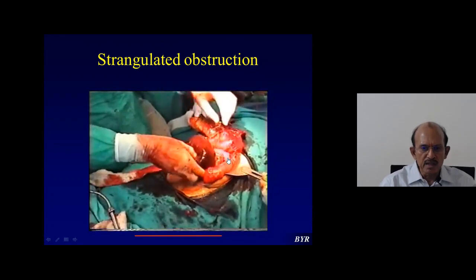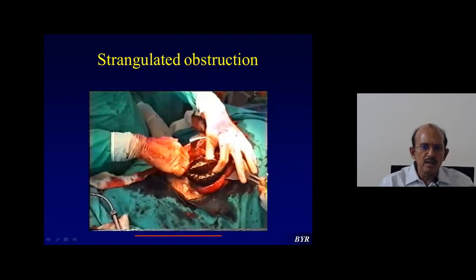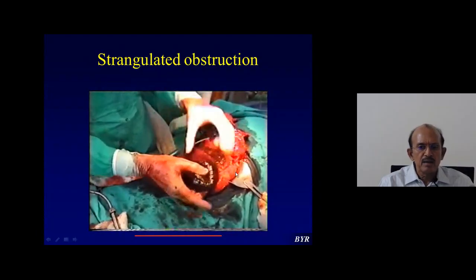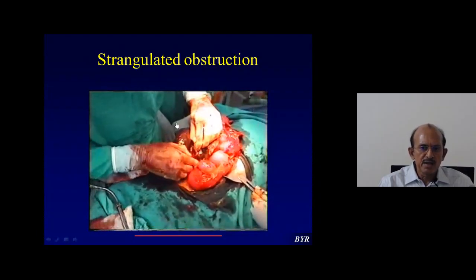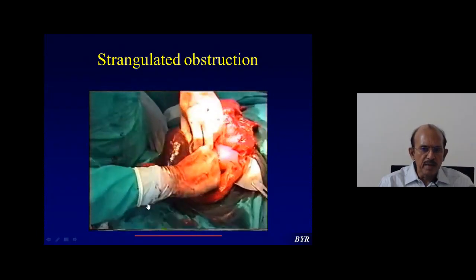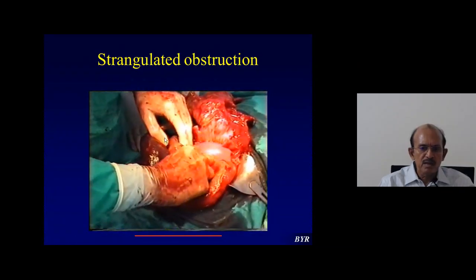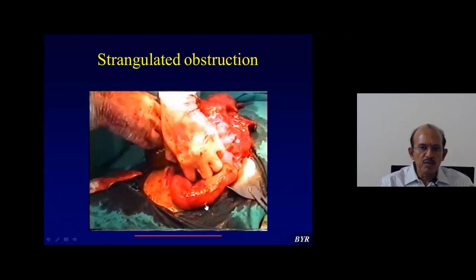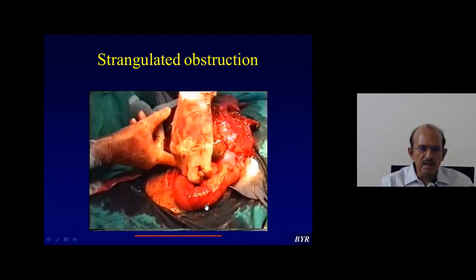Now I am showing just a small video clip of an intestinal obstruction case due to a band, and now you can see the gangrenous loops in my hand. These are the gangrenous loops. So I am searching for the cause and site of the obstruction.